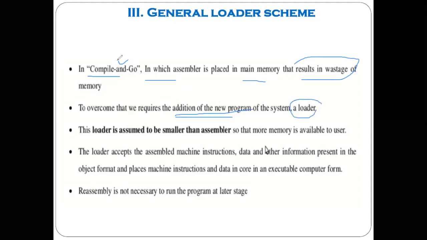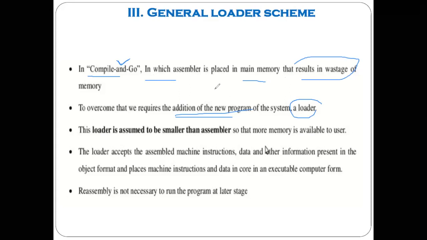So in case of this compile and go loader, the assembler or compiler itself is doing the activity of loading. Generally, to name compiler and assembler, we can use the word translator. So the translator has to do the functionality of loading, and that translator, the assembler or compiler, is part of the main memory, because of which wastage of memory is happening.